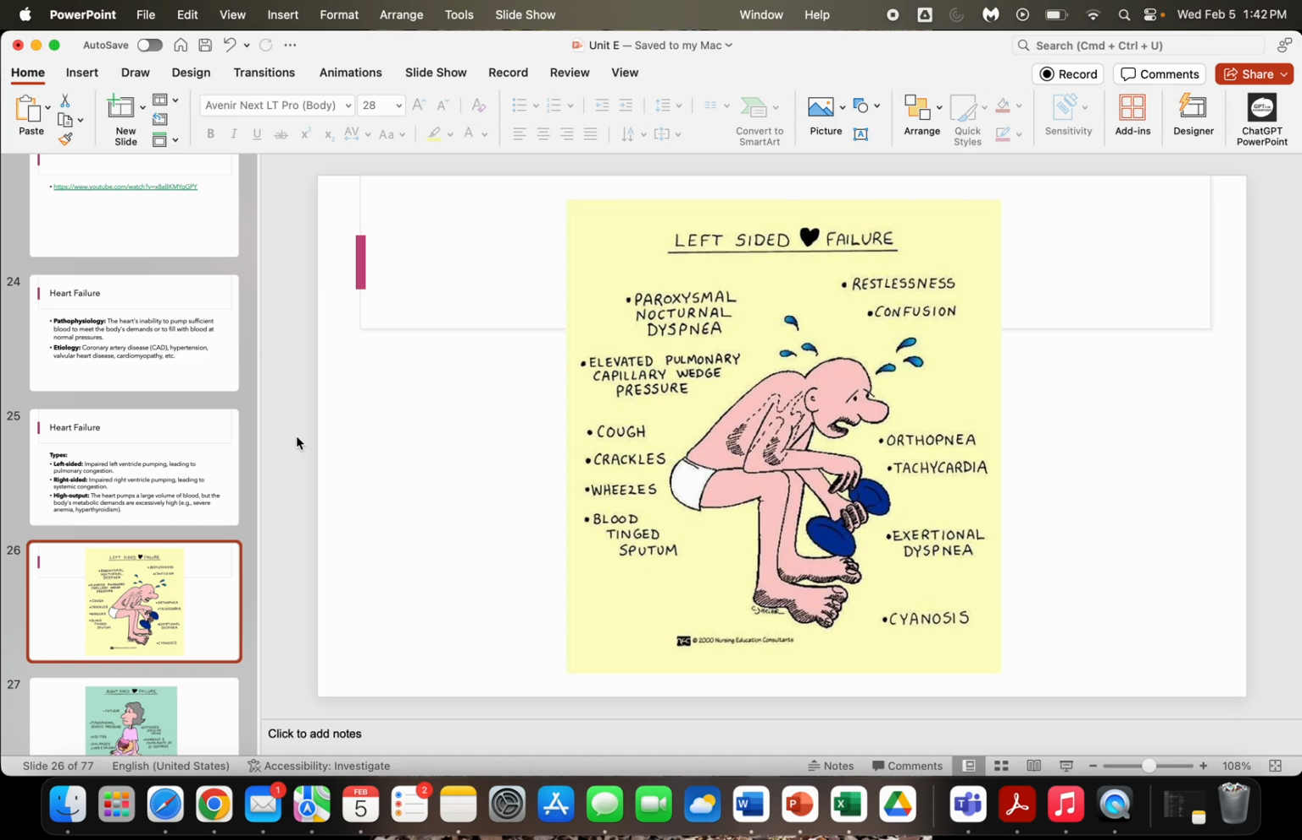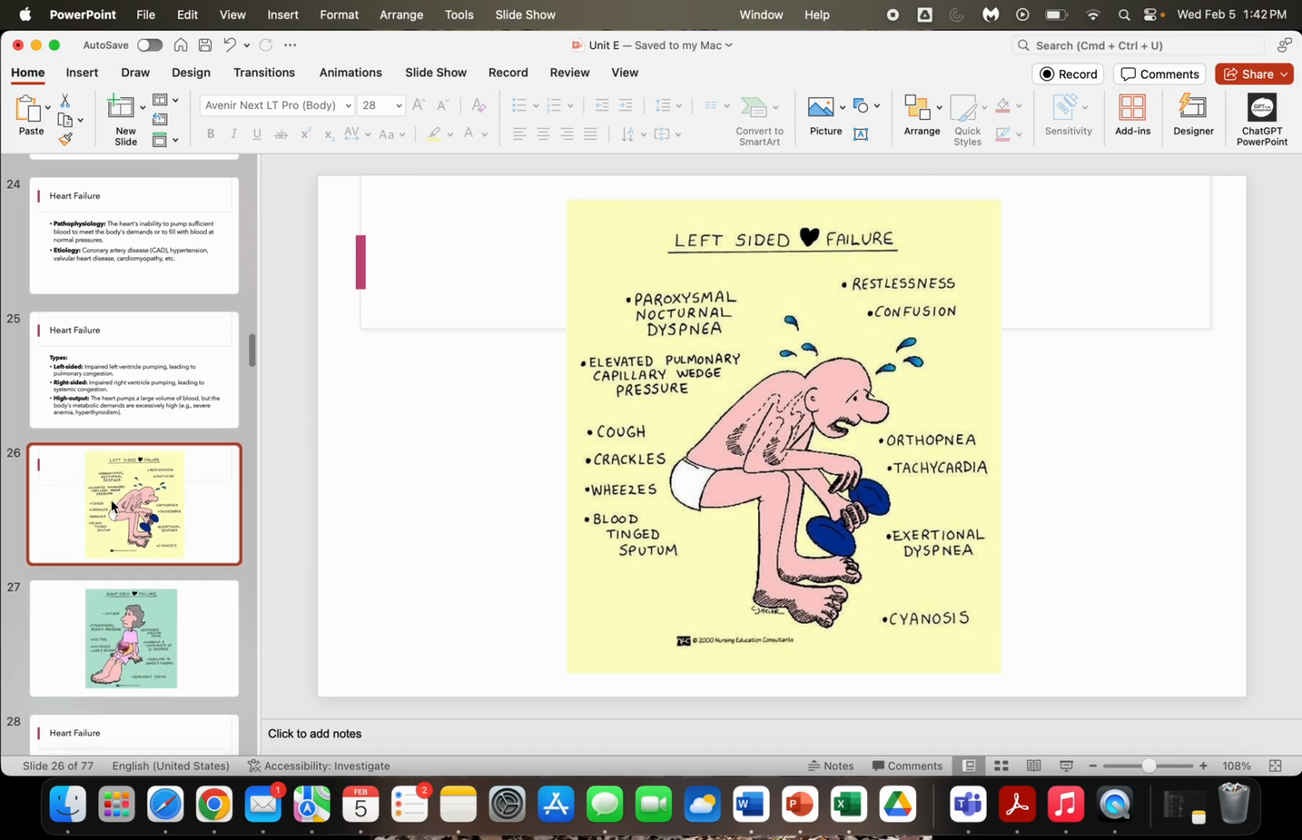Okay, so if you think about these people, lots of times when we're hooking them up, maybe they're really devoid of oxygen, but that's because those spaces where that gas exchange occurs are filled up with fluid. Okay, so that's left-sided failure.